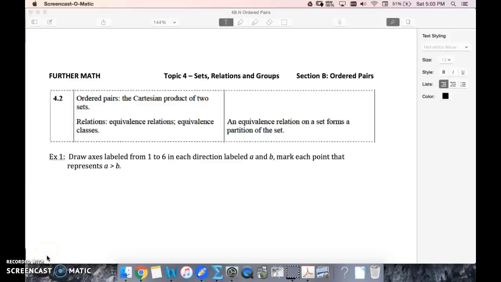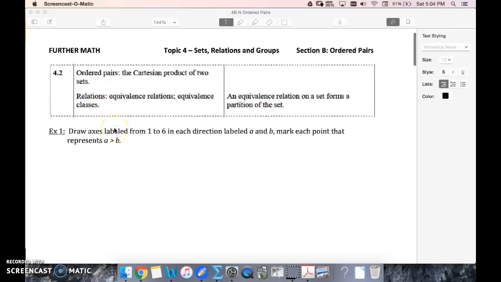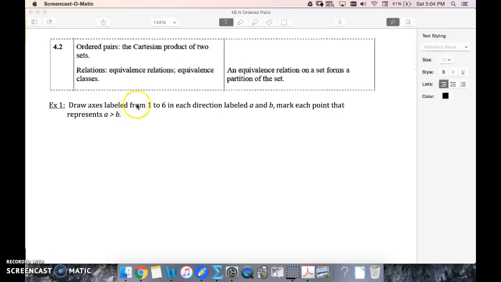Hello class, these are your notes on section 4B, so we're in topic 4 section B, which is ordered pairs. This corresponds to 4.2 in your syllabus, so here's what we're going to be looking at in these notes. And so we're looking at this idea of relations, and let's start by thinking about a set of axes.